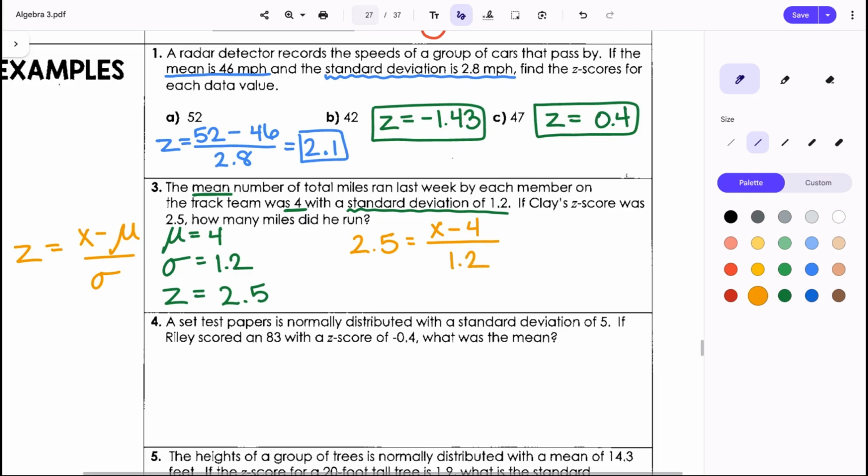So now you're going to have to go back and use some of your algebra skills to solve for that x. Let's get rid of the fraction first. How are we going to do that? Okay, so 1.2 times 2.5 is 3. And that's equal to x minus 4. And then what do I need to do? Yeah, add that 4 over. So what do I get for x? 7. So he ran 7 miles.